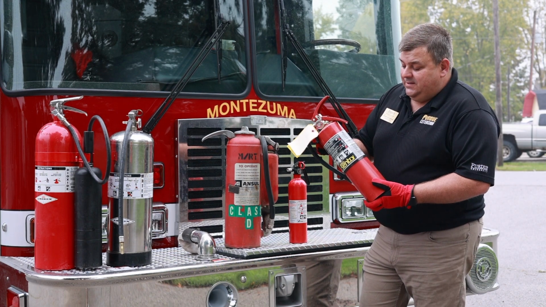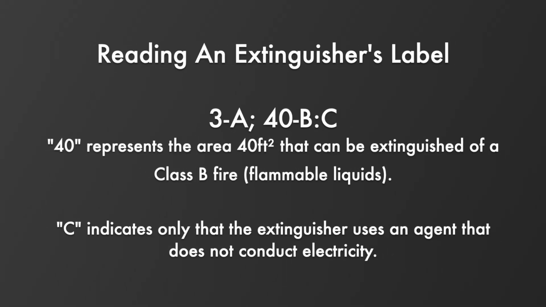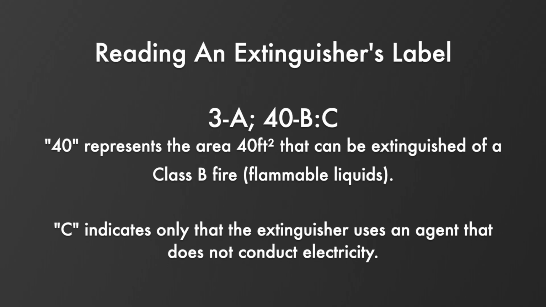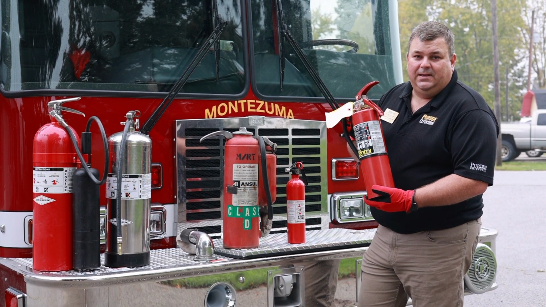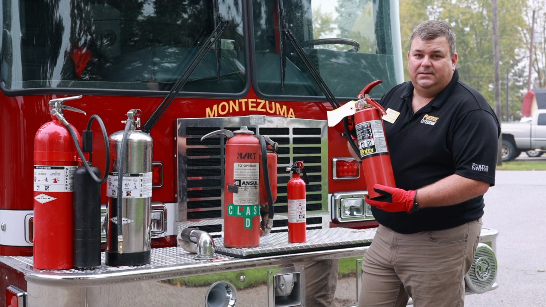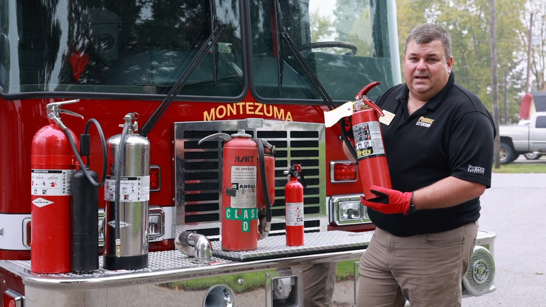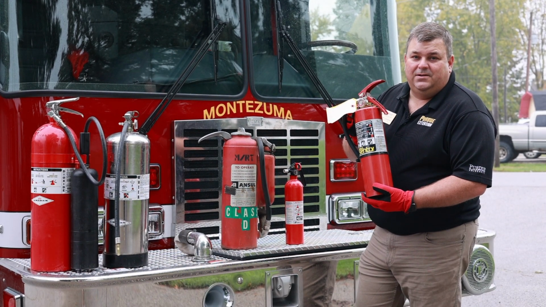The next rating that we see is a 40 BC. 40 stands for 40 square feet of liquid flat on the ground that it could put out if it was burning. So when we think in terms of that, it would be a 4x10 area that would be completely on fire with a petroleum product. The C we don't give a rating to because carbon dioxide extinguishers used in electrical fires are hard to judge in size.